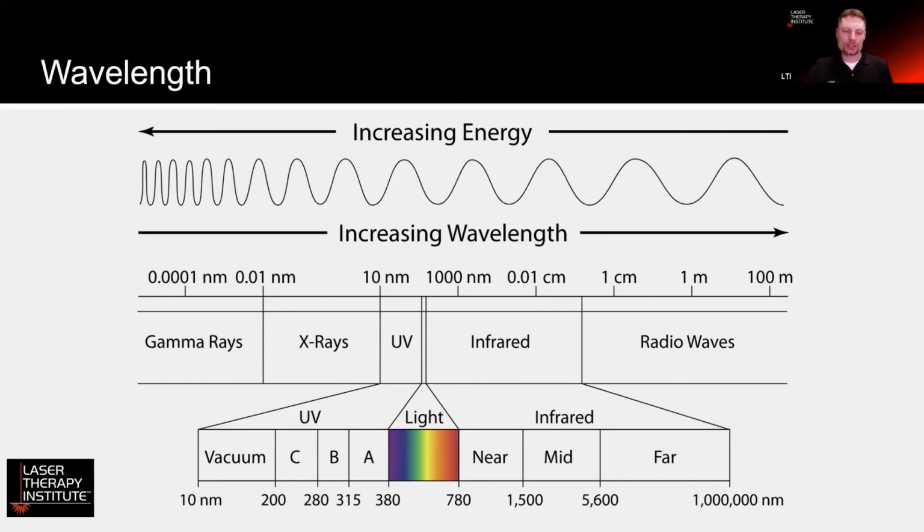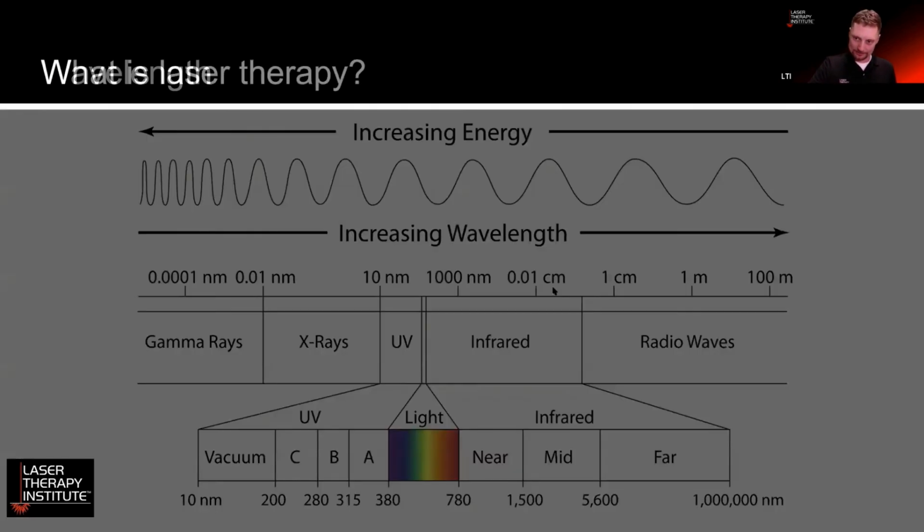Everything in the UV and down spectrum is generally considered to be ionizing radiation, whereas visible light and infrared light is not ionizing radiation. That means that your visible lasers and your infrared lasers are not going to be presenting any kind of damage or ionizing radiation for those patients.